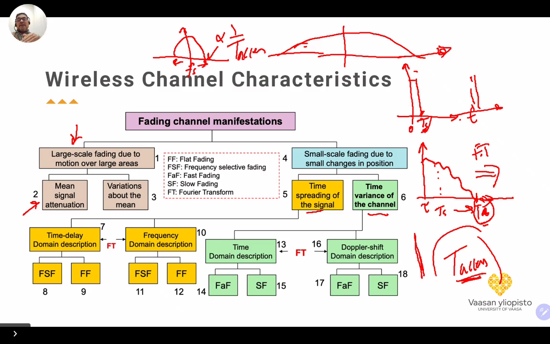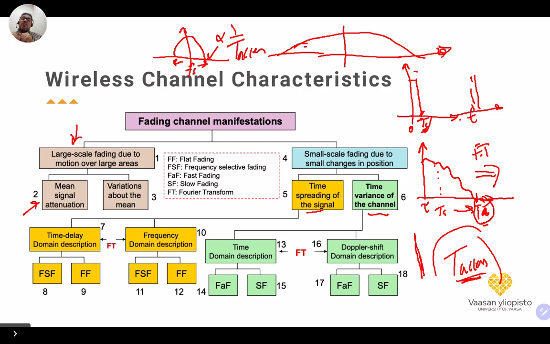Of course, there are some technologies to correct them. But if we don't use any equalizer, then this corruption cannot be corrected directly. So some kind of distortion happens due to the fact that your transmission band is larger than the coherence bandwidth of the channel.